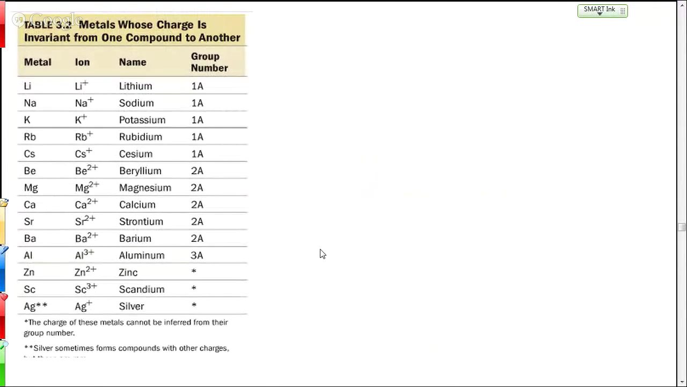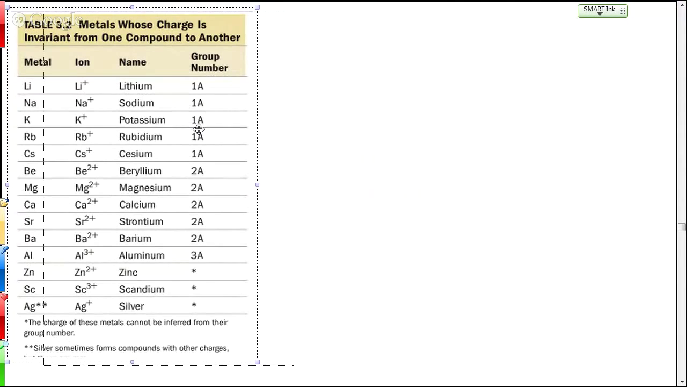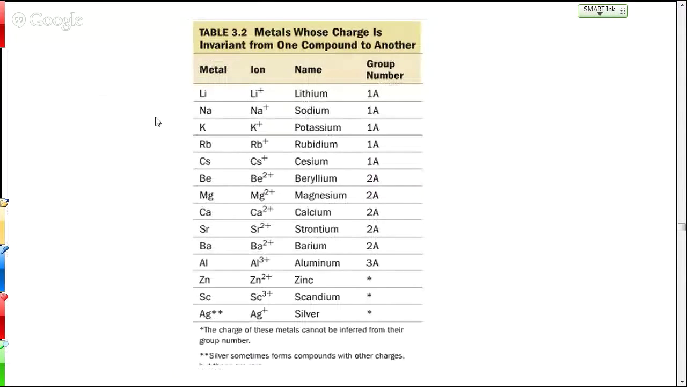Okay, so this table lists atoms, metals whose charge is invariant from one compound to another, which is just a fancy way of saying it only makes one ion. And that's a big list to remember, so let's group them, right? The group number is the important part. So everything in that first column, in that first group, everything in that second group, and then here are kind of the weird ones.